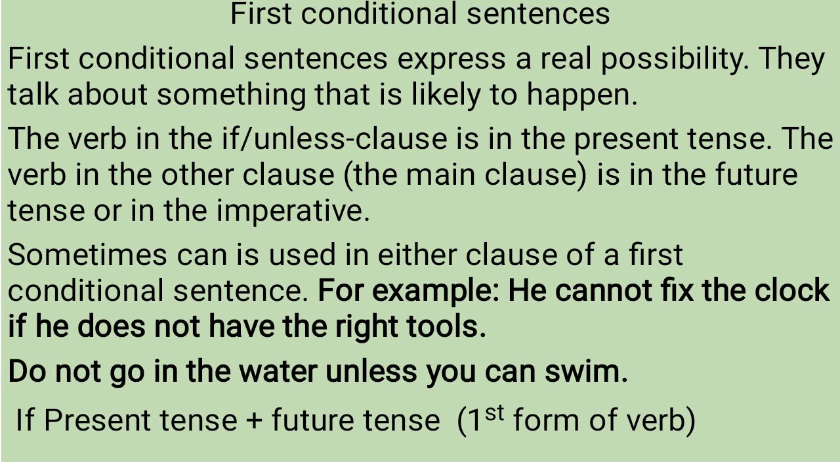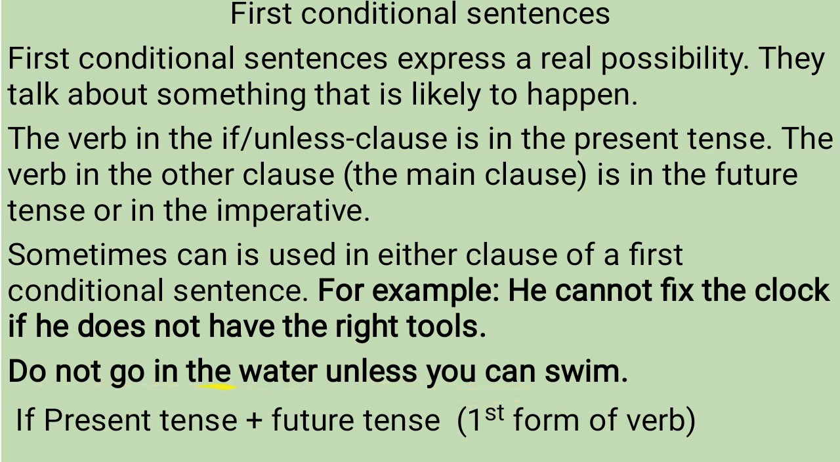Sometimes can is used in the independent clause. For example, he cannot fix the clock if he does not have the right tools. You can see over here that this is your independent clause and this one is your dependent clause. Okay, so we can sometimes use can or cannot. Okay, are you getting me? Do not go in the water unless you can swim.